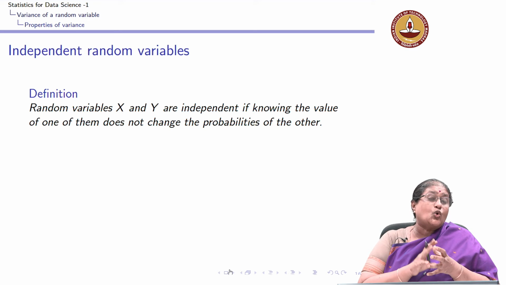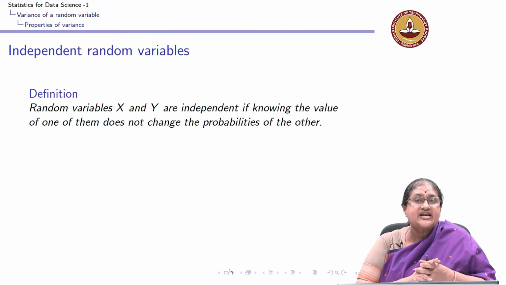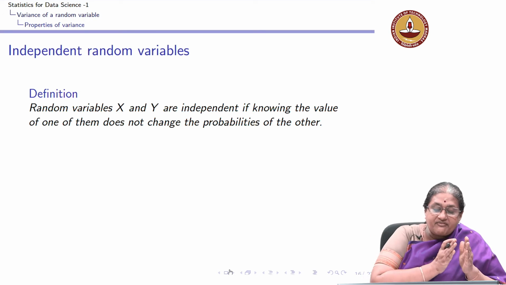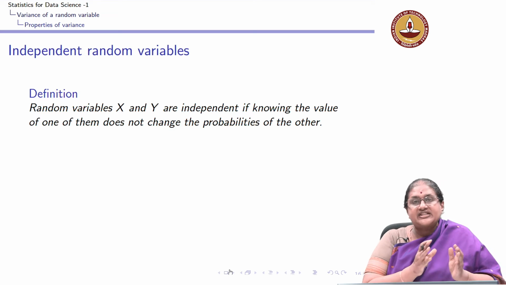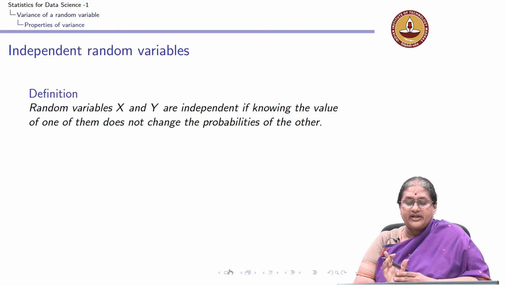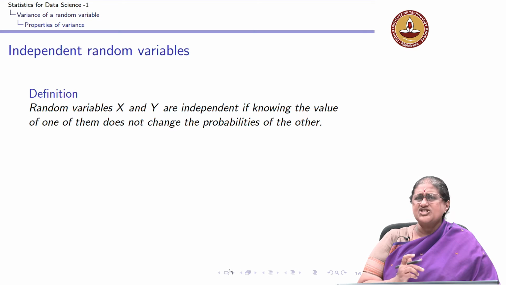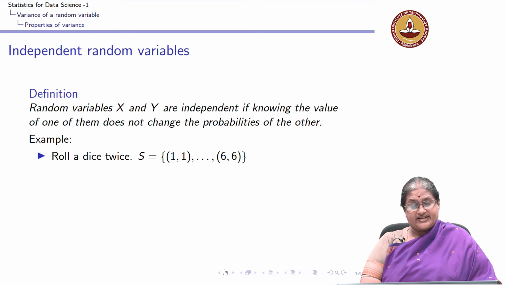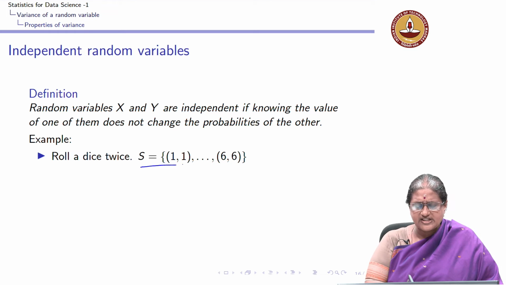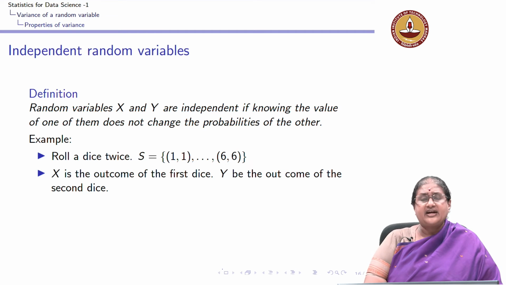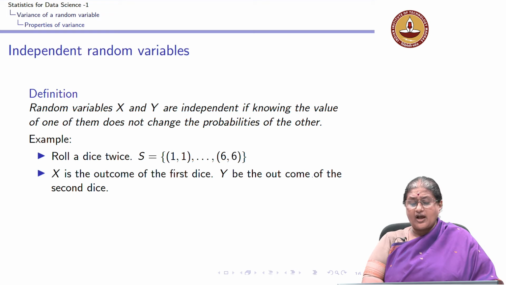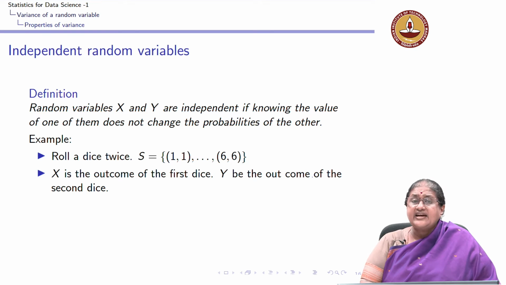I say that two random variables x and y are independent if knowing the value of one of them does not change the probability of the other. Let's look at an example. Again, roll a die twice. I know this is my sample space. Now, let x be the random variable which is the outcome of the first die, and let y be the outcome of the second die.